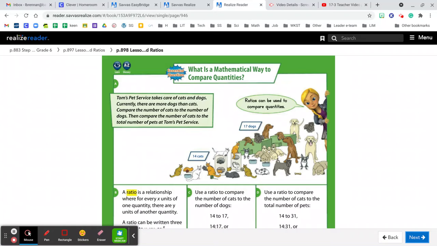Tom's Pet Service takes care of cats and dogs. Currently, there are more dogs than cats. Compare the number of cats to the number of dogs, then compare the number of cats to the total number of pets. So you have a couple different things going on.